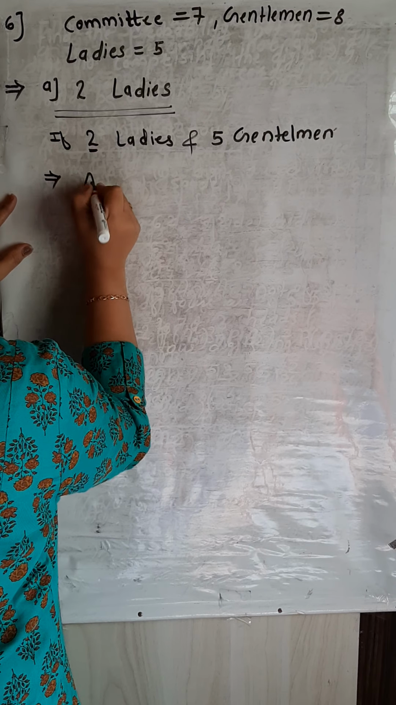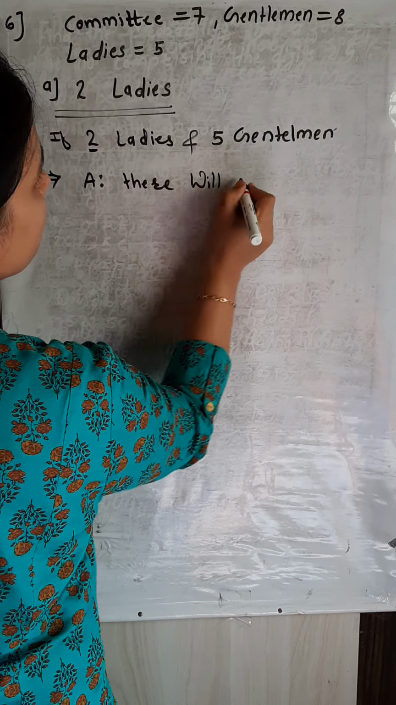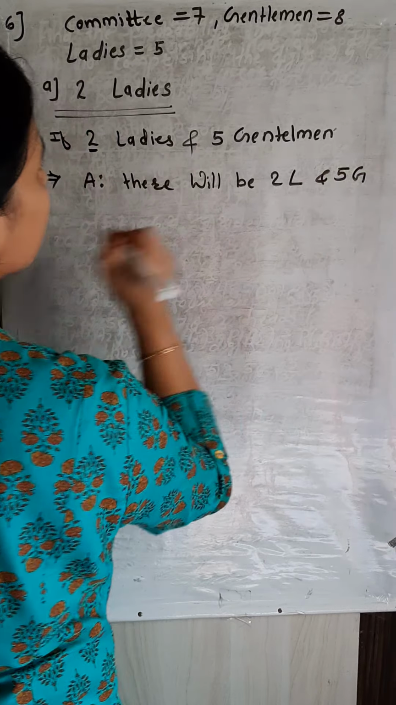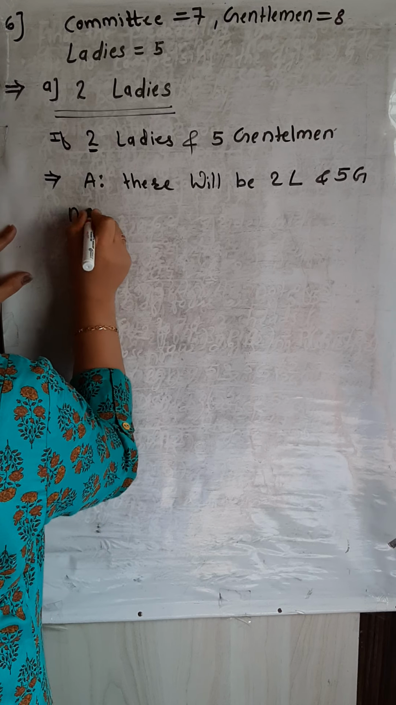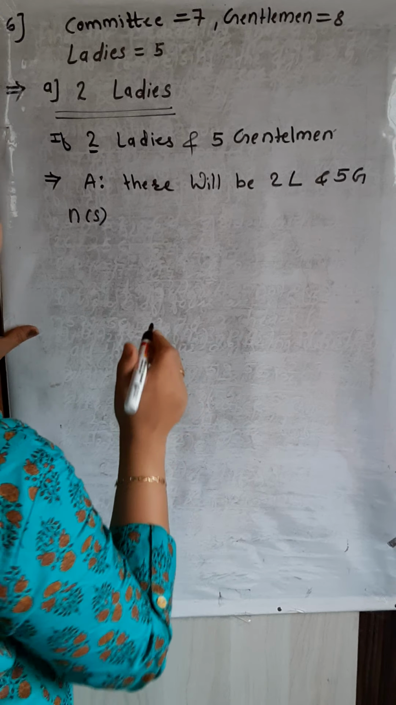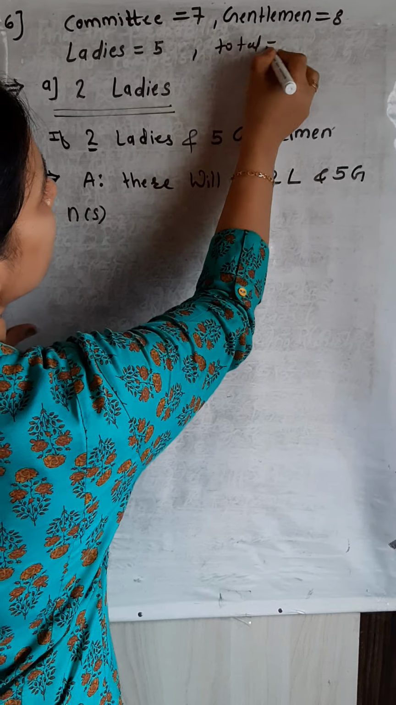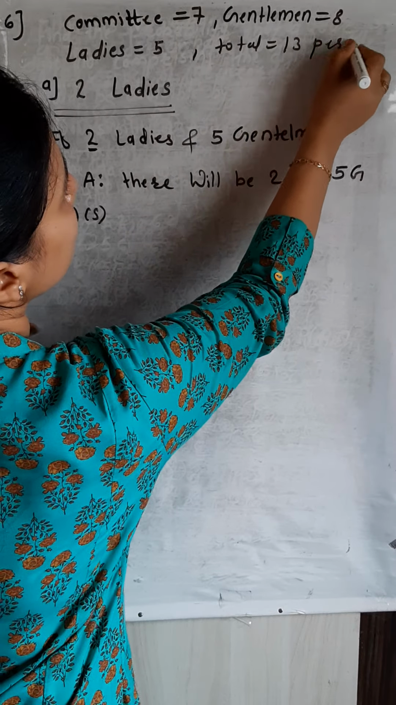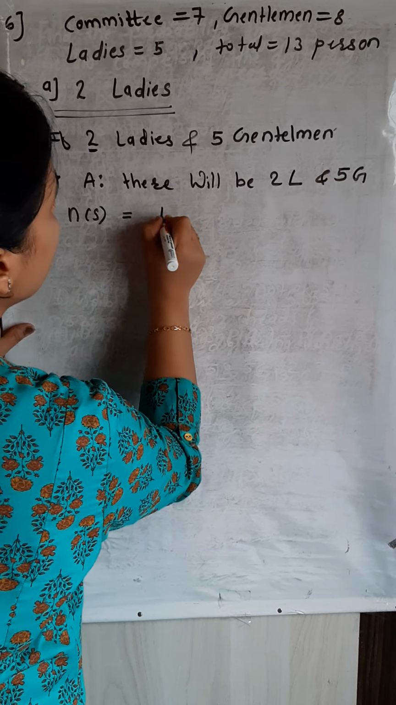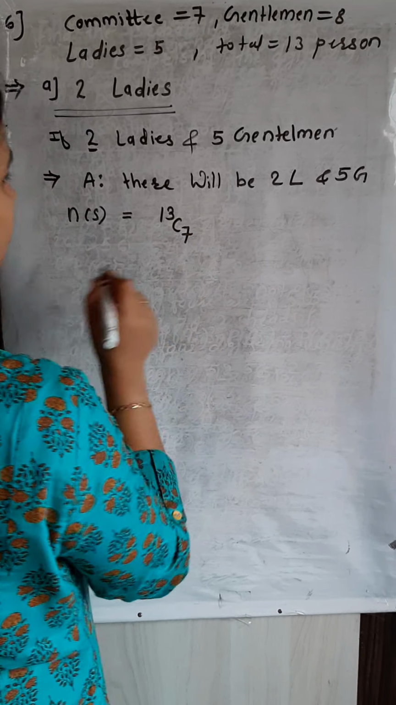So event A is what? There will be 2 ladies and 5 gentlemen. This is our favorable event. What is n of S? n of S means we need to select 7 persons out of a total of 8 plus 5, that is, a total of 13 persons. So out of 13 we have to select 7, and n of S will be 13C7. So 13C7 is n of S.